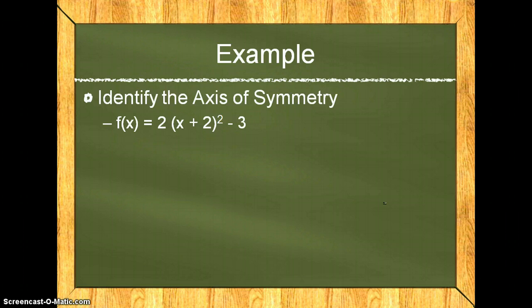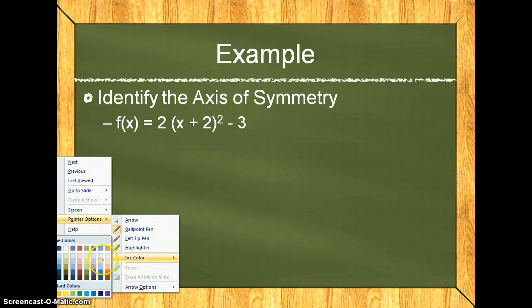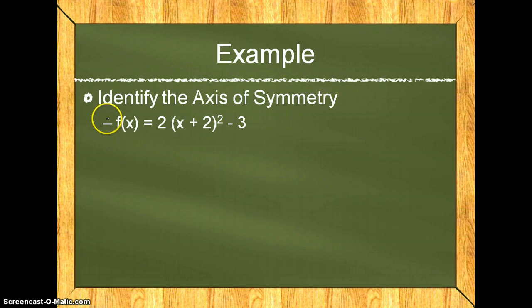Example, identify the axis of symmetry. So f of x, this is not a negative, this just means the first question, sorry. I didn't realize that looked like a negative. So f of x is equal to 2 times the quantity x plus 2 squared minus 3. This goes back into the first section in which you have to remember with vertex form, anything inside of the parentheses is opposite. Therefore, our axis of symmetry, AOS, is x is equal to negative 2, where negative 2 is coming from the opposite of plus 2.